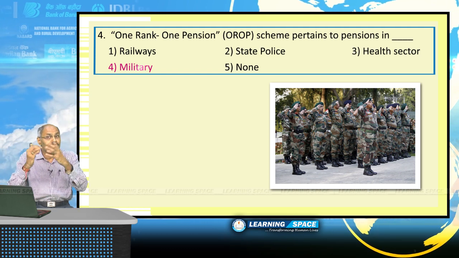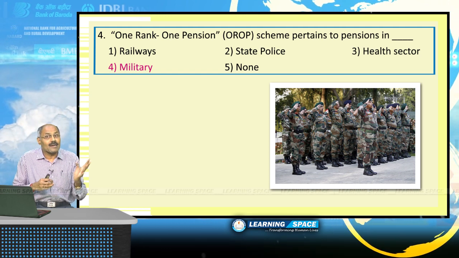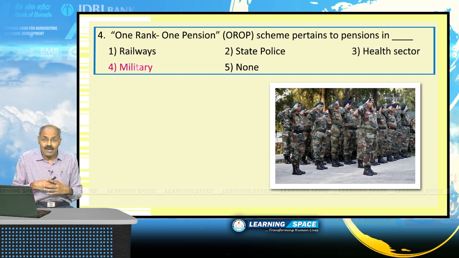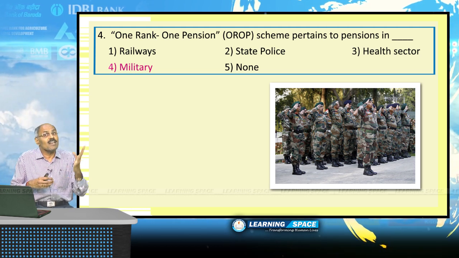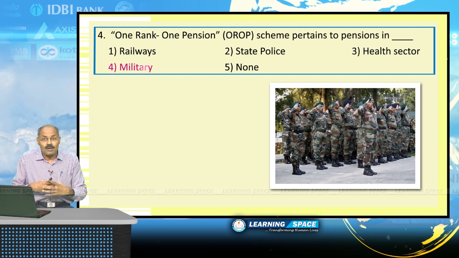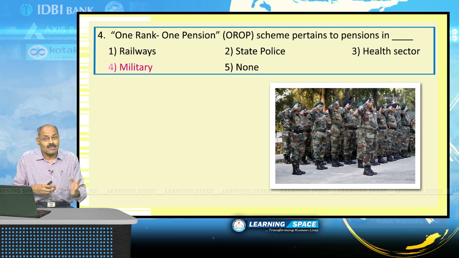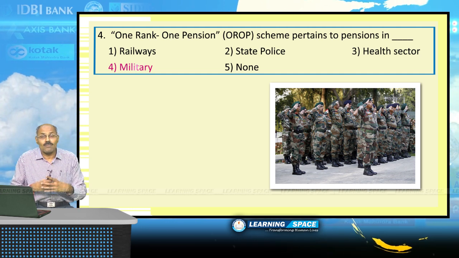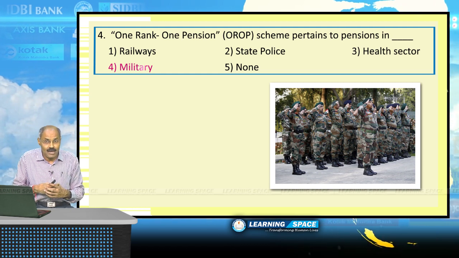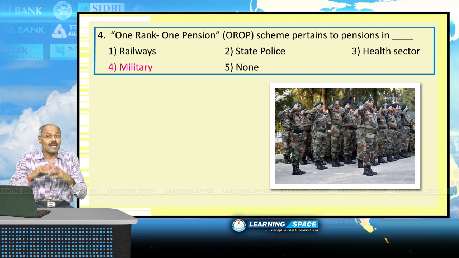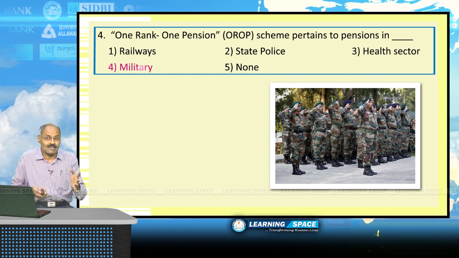That is the meaning of one rank, one pension, and the present government promised in the run up to the elections that they will implement the one rank, one pension scheme, but is yet to give detailed orders. The retired personnel in military services are eagerly waiting for the government's decision.